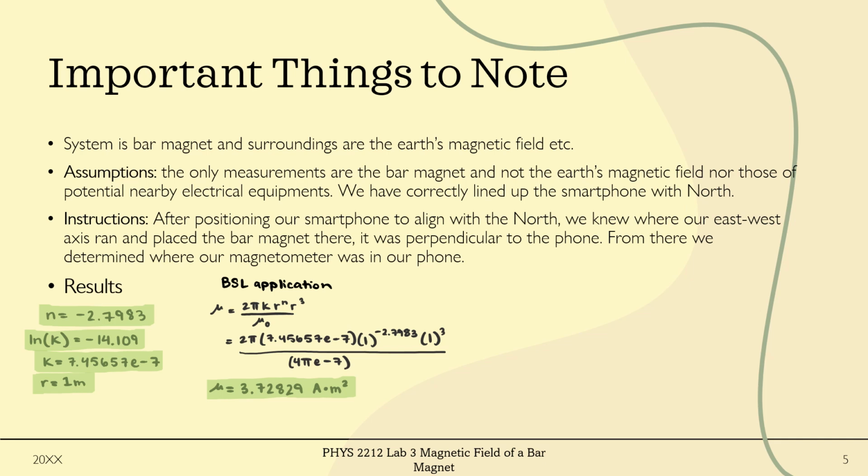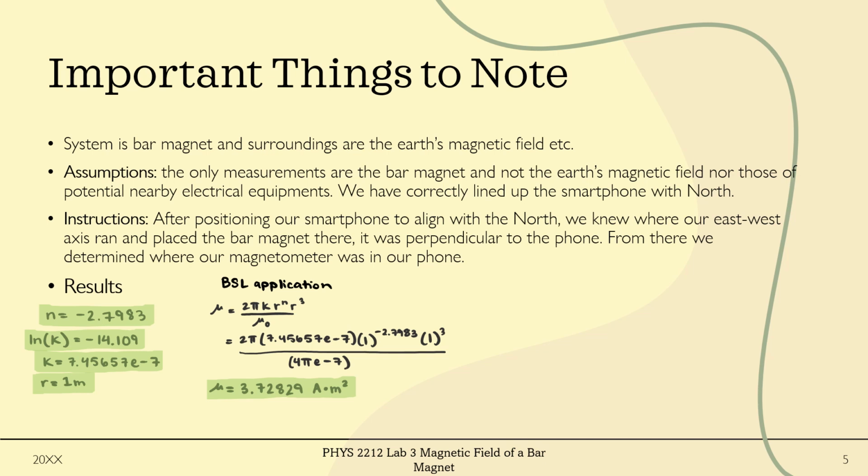Okay, so for this lab, our system is only going to be the bar magnet, and we're going to assume that we have correctly and precisely lined up our smartphone with the North Pole. Before we actually start the process, we'll position our phone to align with the north, and that will help us determine the perpendicular, which is the east-west axis, and that's where we'll place our bar magnet. And from there, we'll determine where our magnetometer was in our phone because it differs for every phone.